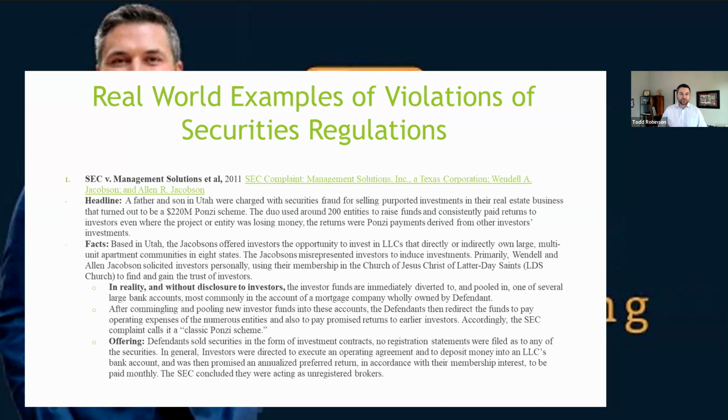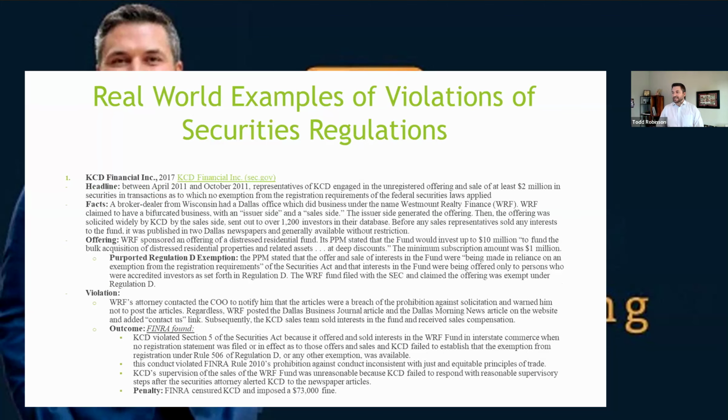Here's another one from 2011. Father and son in Utah were charged with securities violations for selling purported investments in the real estate business. Turned out to be a Ponzi scheme. Again, lying to investors. The sources and uses that we talked about in our PPM disclosure, if you're not abiding by that and you're just misrepresenting to investors, it's a pretty cut and dry case. And then here's the last one, 2017.